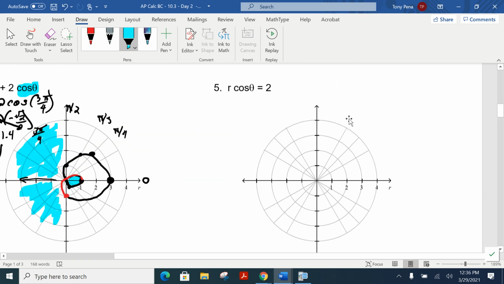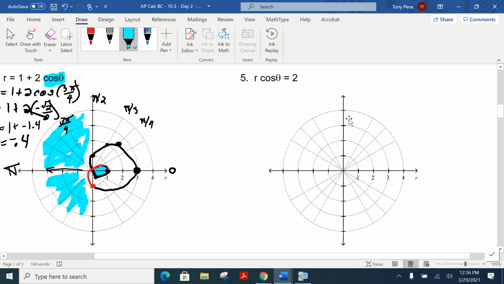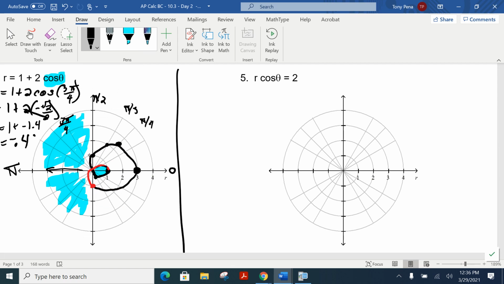All right, last one real quick. For this one, to set up our table, you have to do a little bit of algebra first. So solve that for r. So r is just 2 divided by cosine of theta.